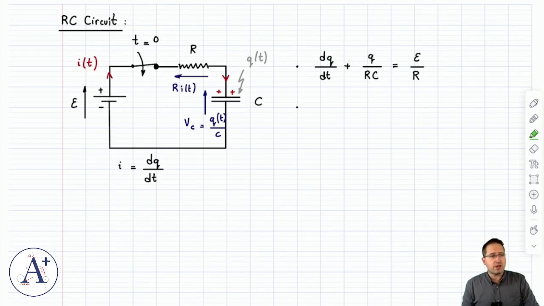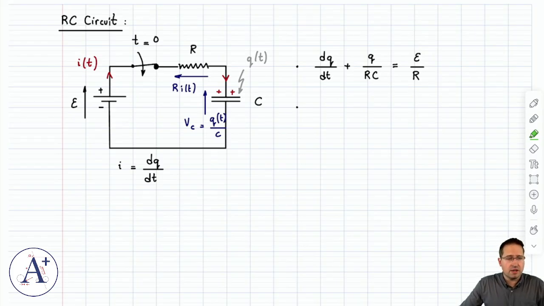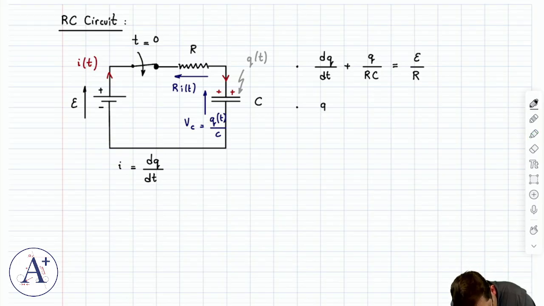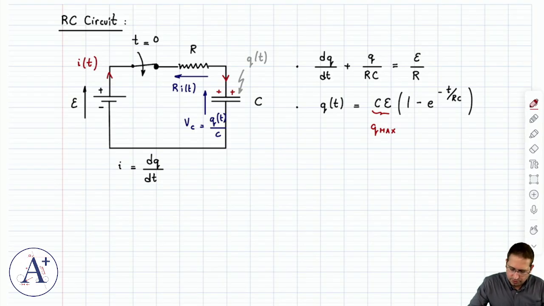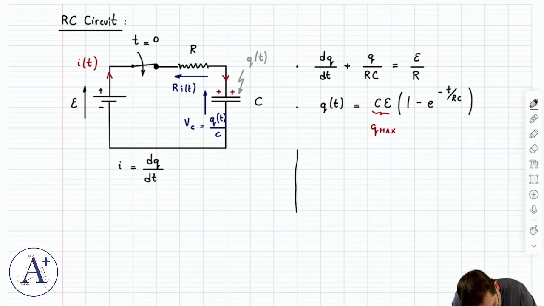It is a relationship between a function Q and one of its derivatives. So at some point in your life, maybe you knew how to solve differential equations. We do not expect you to know how to solve them in Physics 8B. You are expected, however, to know what the solution looks like. So if I have a charging capacitor, the solution is going to look like this. It's going to be Q of t is equal to C epsilon times (1 minus e to the minus t over RC). All right. And this term here is sometimes called Q max because it is the max amount of charge you're going to be able to put on the capacitor plates. And it looks something like this.